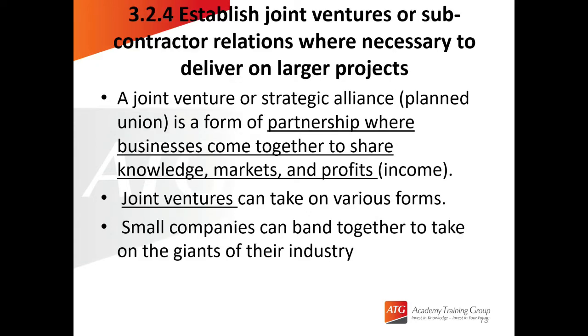Next part we're going to be looking at is establishing joint ventures or subcontract relations where necessary to deliver on larger projects. A joint venture, as mentioned earlier on, or a strategic alliance is a planned union in the form of a partnership where businesses will come together to share knowledge, markets and profits or income. Joint ventures can also take on various forms. Small companies, for example, can band together to take on the giants of the different industries.